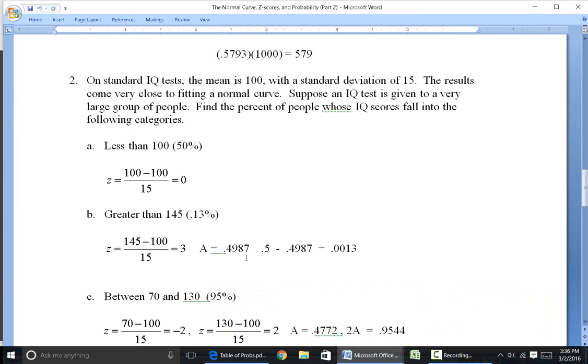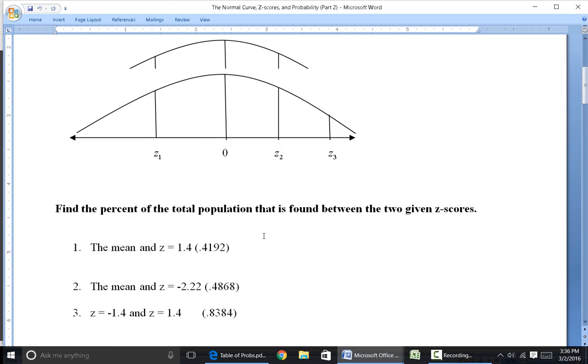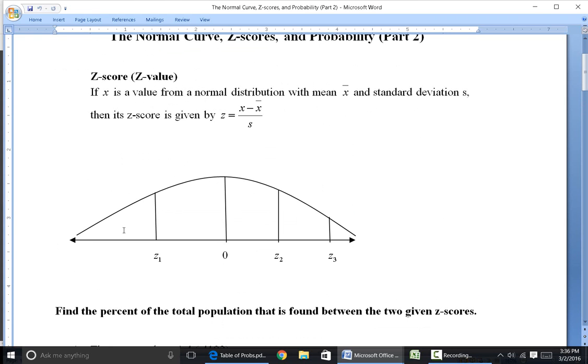So if we look at this, let's say that z3 represents that value of 3. So we want everything right in here. How much area or percent is this over here? Well, we know that from 0 or the mean all the way to the right, that's 50%. So we just want this little portion right there. We simply would subtract that from 50% or the 0.5, depending on how you have it written.